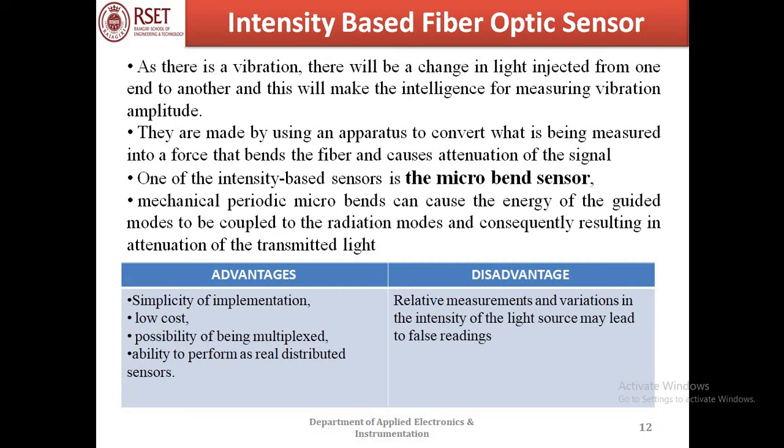The main advantages are simplicity of implementation, low cost, possibility of being multiplexed, and ability to perform as a real distributed sensor. The disadvantages include relative measurement, and variation in the intensity of the light source may lead to false readings. One of the intensity based sensors is a microbend sensor.